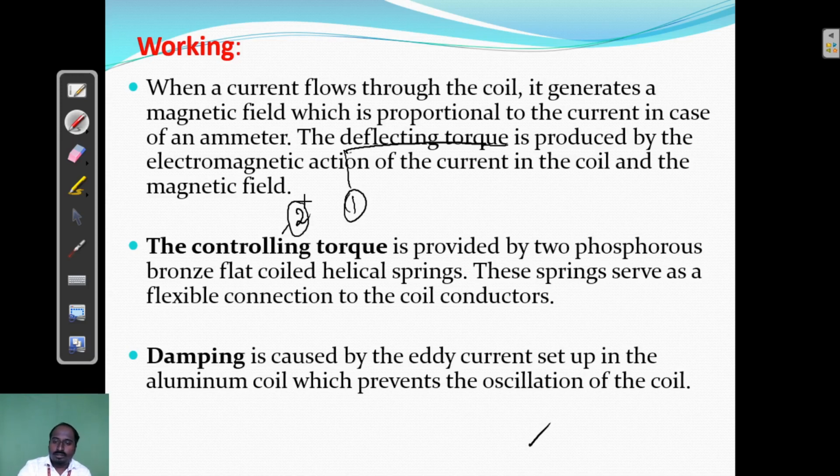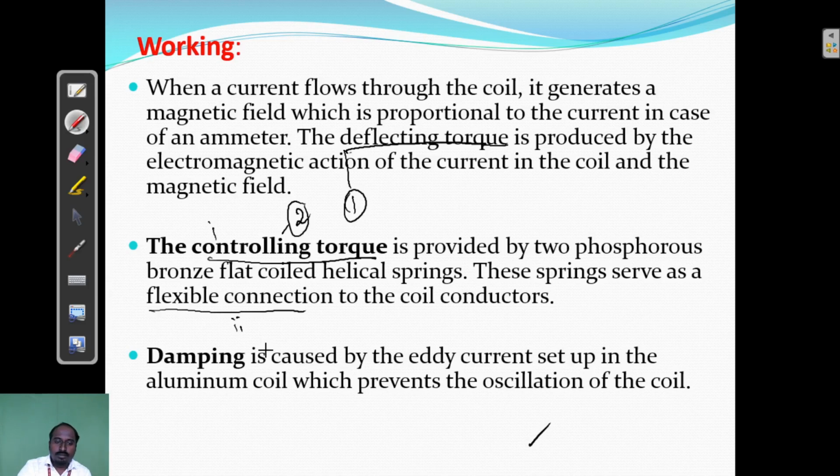So I have already said it serves two purposes. First purpose is it serves as a controlling medium. Second one, it serves as a flexible connection to the coil conductors so that it carries the current. So first one is to provide the controlling torque. Second one is to act as a connection to the coil conductors. So it serves two purposes.